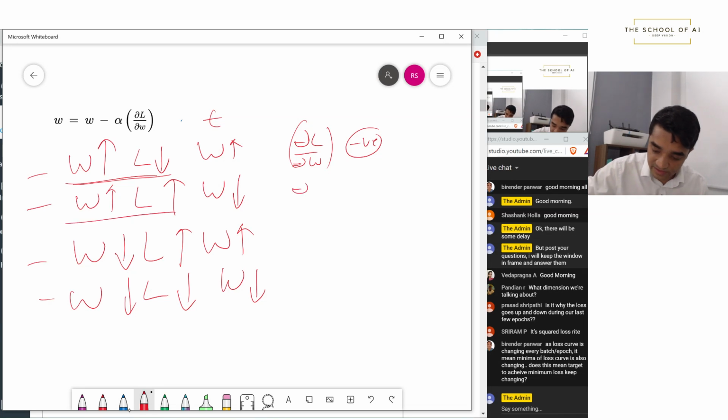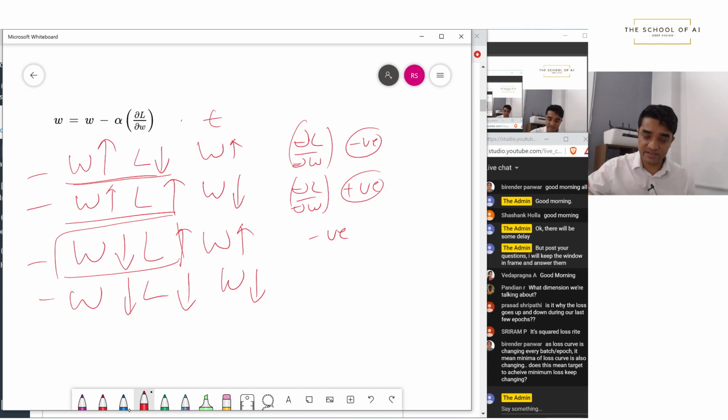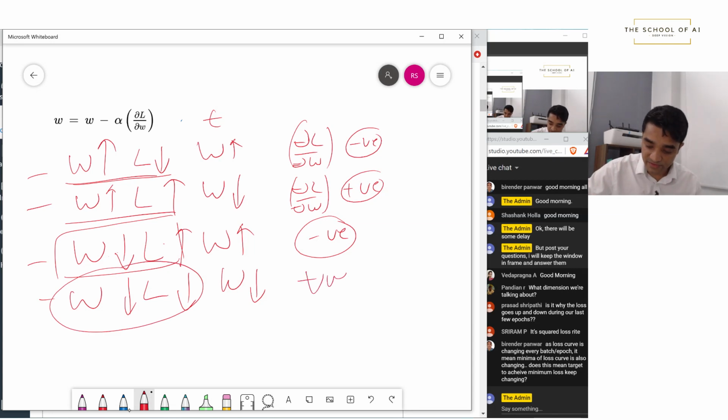Now this delta L by delta W is positive. This is negative. I'm hoping you realize why this is negative. Delta L is positive, right? Loss has increased. Delta L is positive and delta W is negative. So positive divided by negative is negative. That is why this is negative. And this is what? Negative divided by negative. So this is again positive, right?